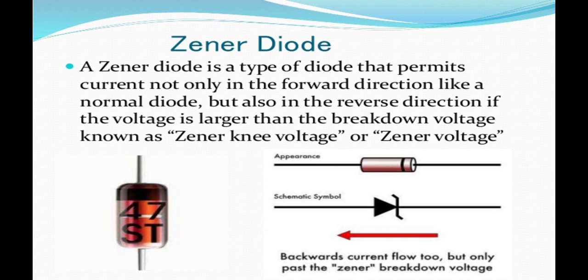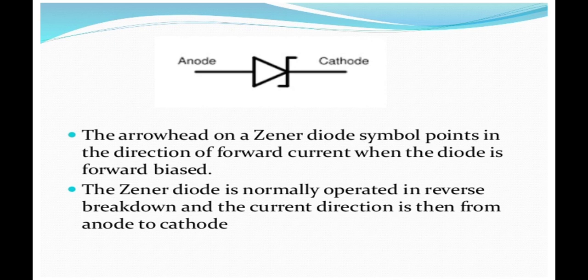These are the top view or appearance of the Zener diode, and these are the part numbers for Zener diodes. This is the symbolic representation of the Zener diode. Here the anode terminal is connected to the P-type material, and the cathode terminal is connected to the N-type material of the semiconductor. The arrowhead of the Zener diode points in the direction of forward current when the diode is in forward bias.